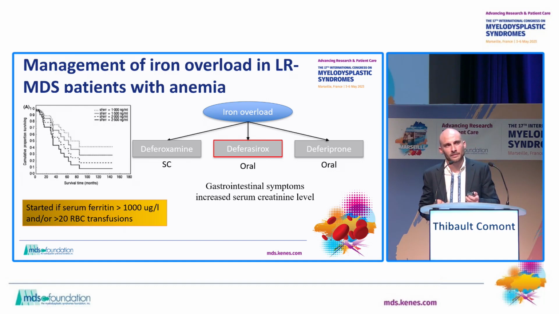3 molecules are available, but deferasirox is the first-line therapy. It is an oral treatment given daily. And we just have to be cautious with the side effects, especially gastrointestinal symptoms, such as pain or diarrhea, especially at the initiation of the treatment. When patients can't receive deferasirox, for example, in case of renal insufficiency, we can use other chelator treatments such as deferoxamine, which is given subcutaneously at home, or deferiprone, which is another oral treatment.